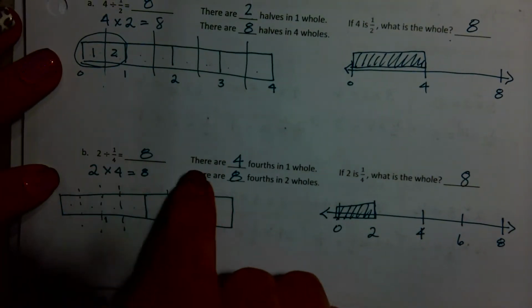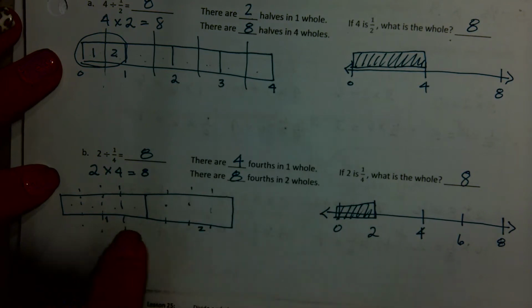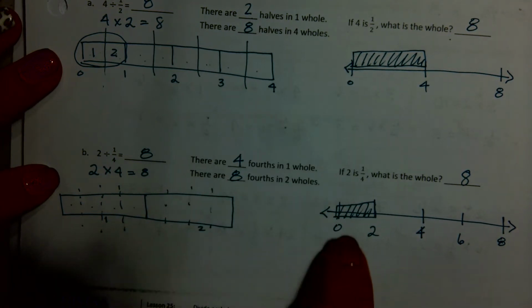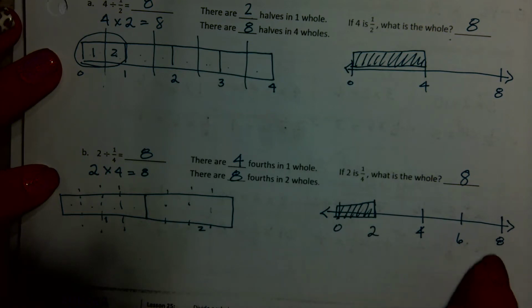2 divided by 1/4, there are 4 fourths in one whole. So there are 8 fourths in two wholes. And if 2 is 1/4, what is the whole? It's 8.